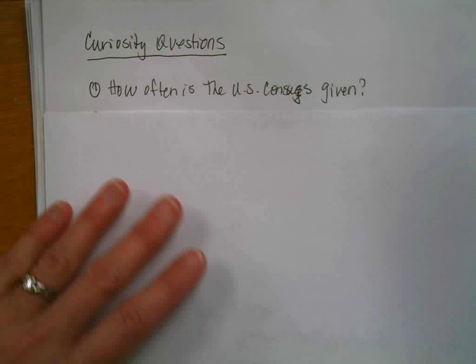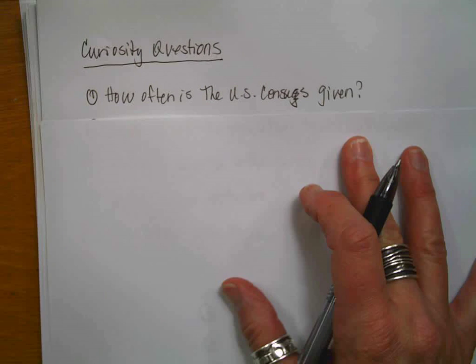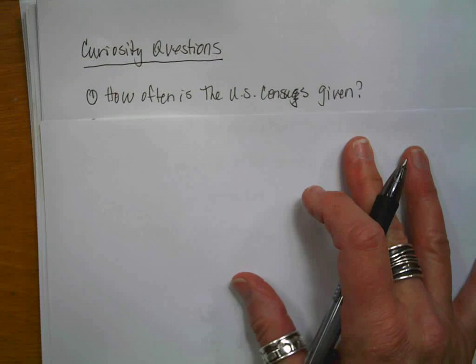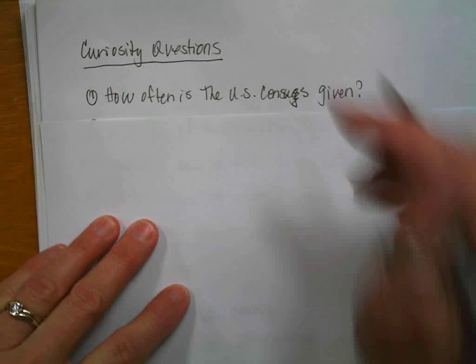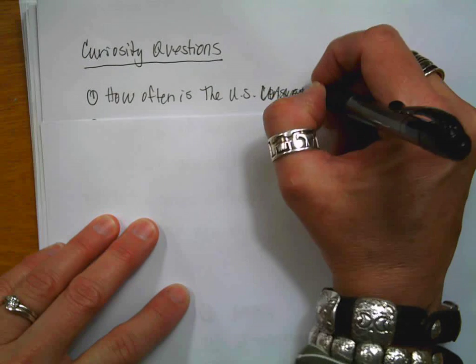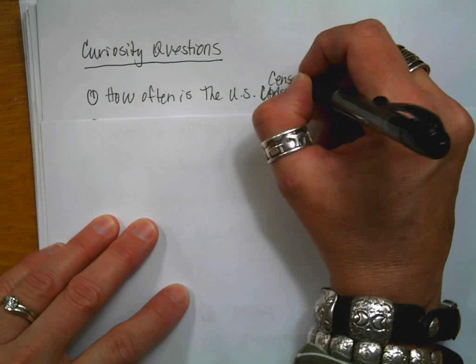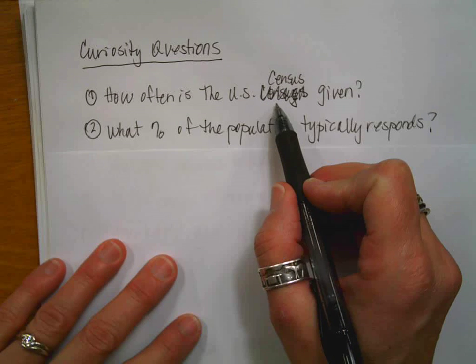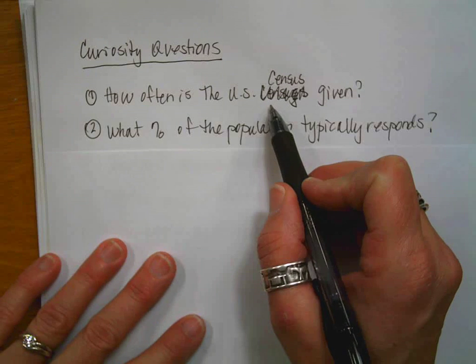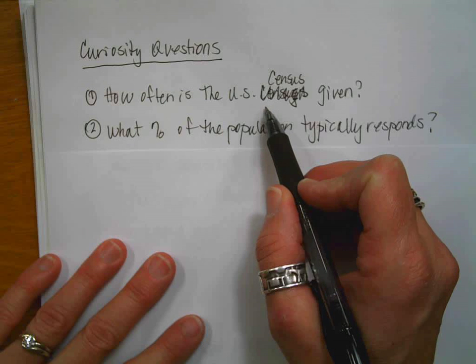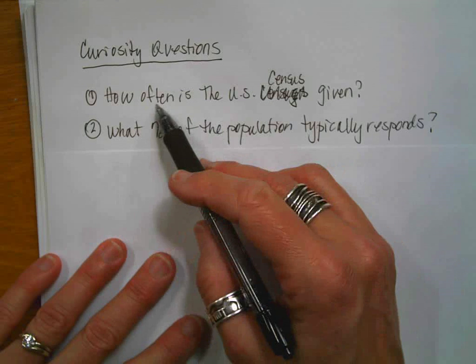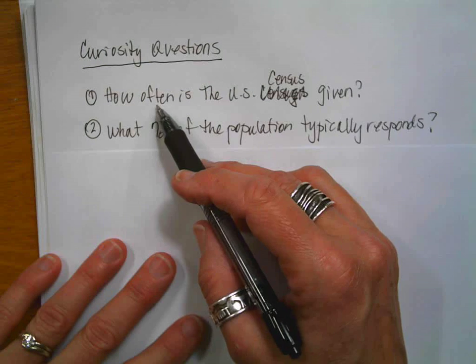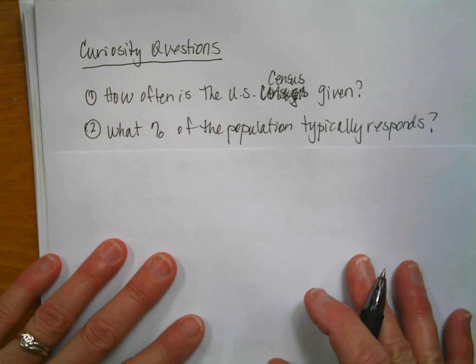So here are your curiosity questions. The first one is, how often is the U.S. Census given? I apologize for scribbling, but this would be census, okay? And it actually just happened. 2020, I think, was the most recent census that was taken. So the question is, how often? And you can find all of this information if you Google it.